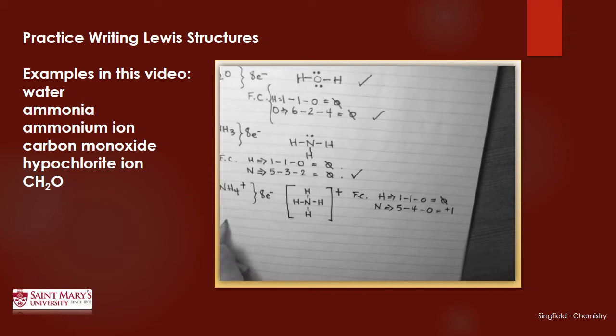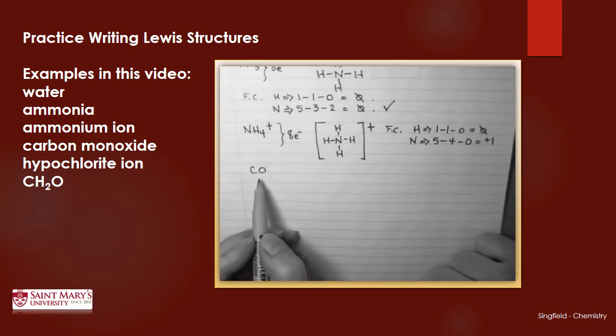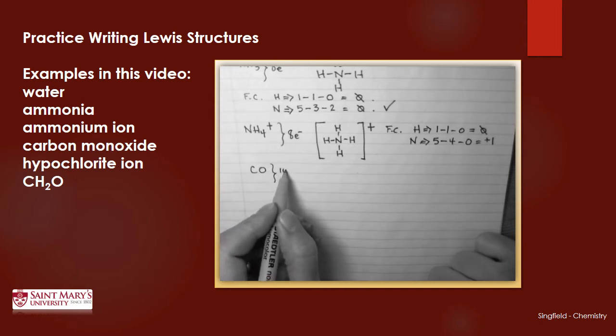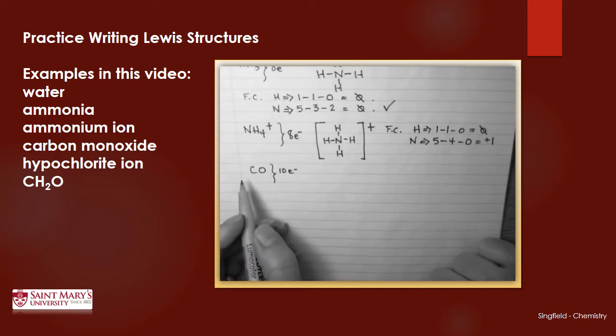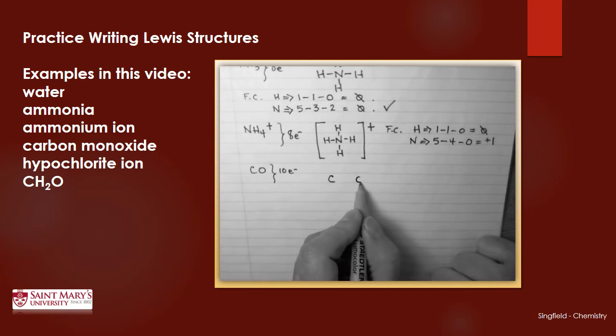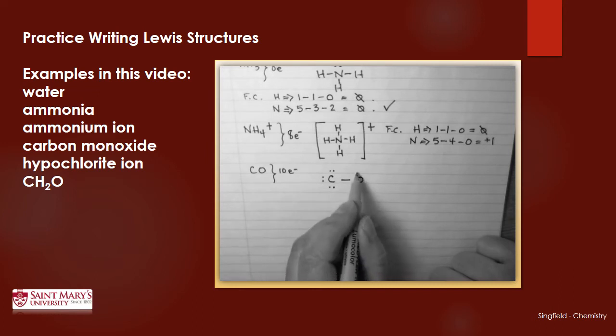Let's look at carbon monoxide. Carbon monoxide has a total number of valence electrons equal to 10. 4 from carbon, 6 from oxygen. Look at your periodic table. Oxygen is an s2p4, so it has 6 valence electrons. Carbon has 4, so for a total of 10. Carbon and oxygen are bonded together, 2, and then 4, 6, 8, 10.